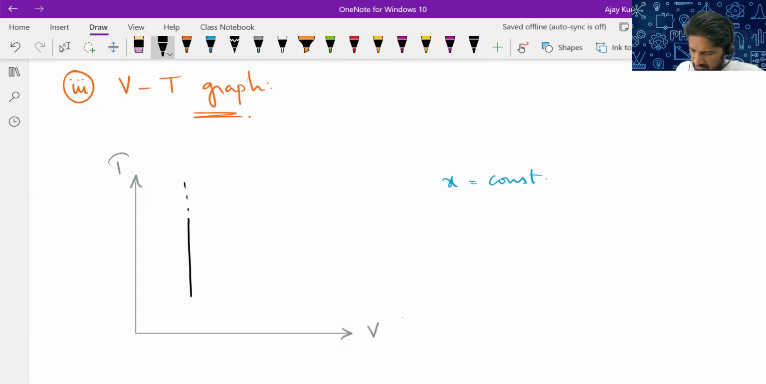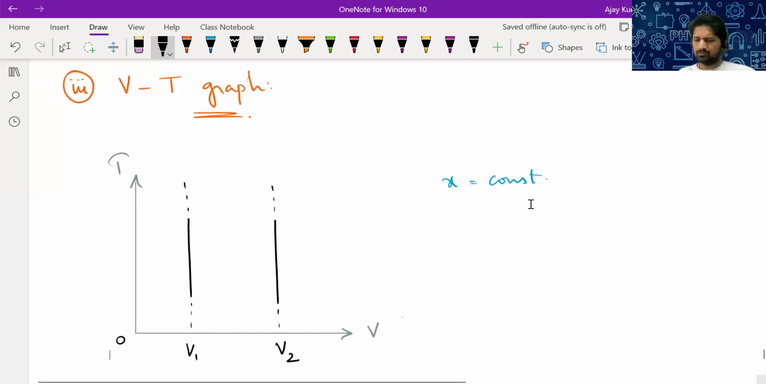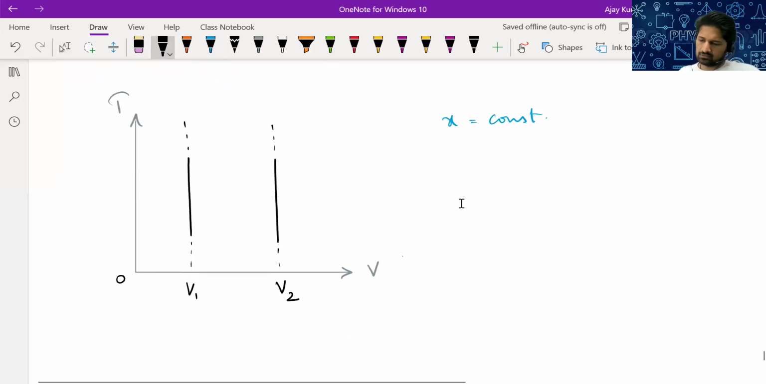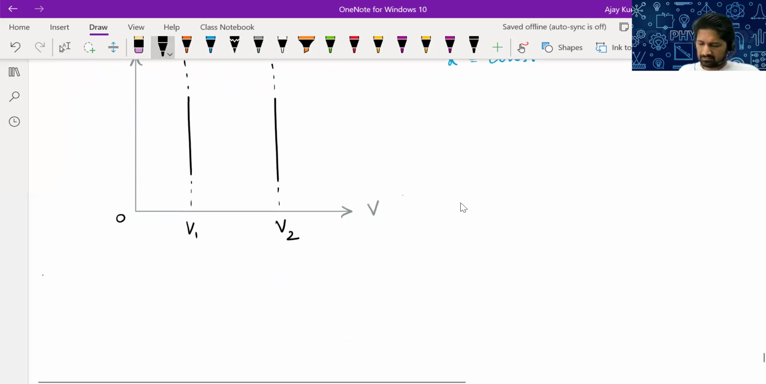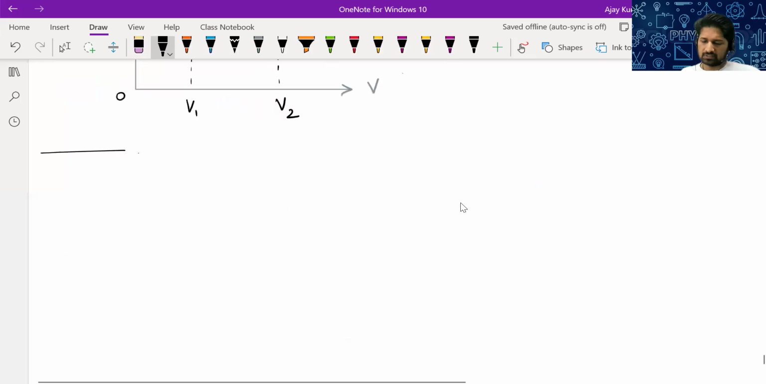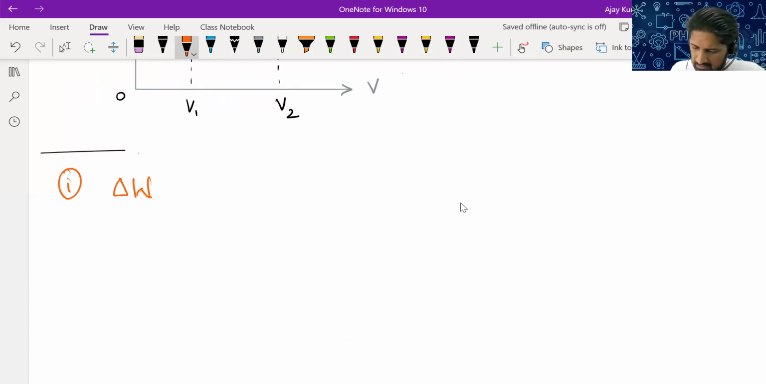So temperature is allowed to change. Volume is not allowed to change. So depending on the volume at which the process is carried out, you can get a graph like this. Simple. Okay, so we have drawn all three graphs for an isochoric process. Next thing to do is to derive expressions for delta U, delta W, delta Q and all. Okay, first, work done in an isochoric process.